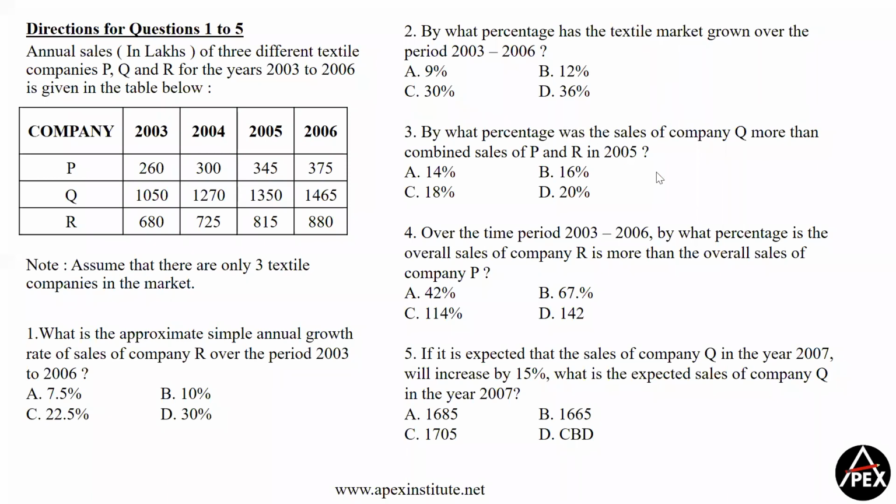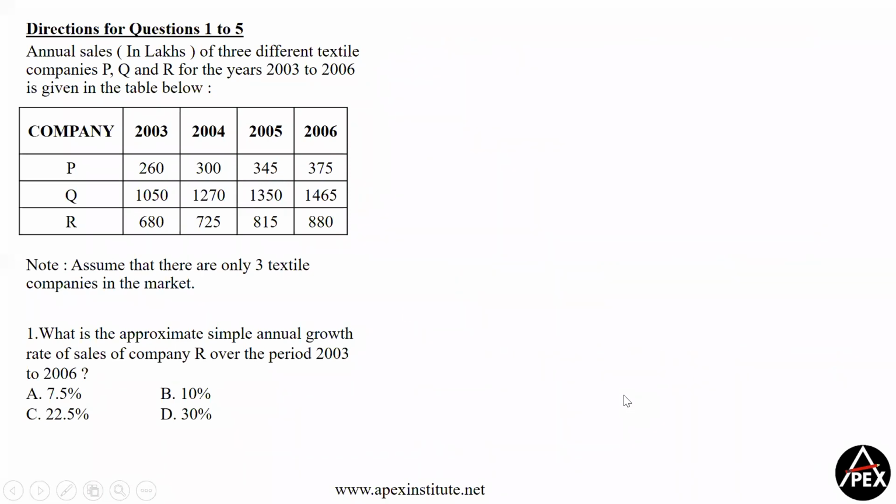Okay, 1C. The answer for the first question is not D. It is B. Now let's see why. So let's understand what was given in the question. We are given the annual sales of three different textile companies. So we have three different textile companies and we are given the annual sales of these three for 4 years, 2003 to 2006.